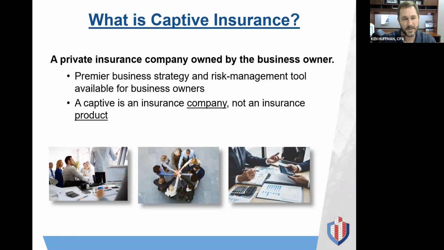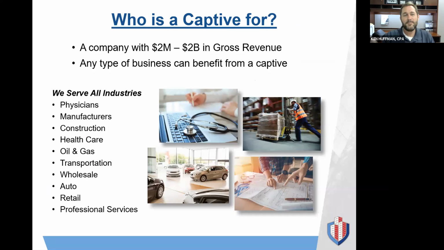So who's it for? It works for any company that has gross revenues of 2 million to 2 billion. So there's a big range. It can work if you have less gross revenue. Now, I'm not talking 2 million of net income. I'm talking about total sales of all the businesses that the business owner has. Does it add up to 2 million? If it does, it's something they need to look into.